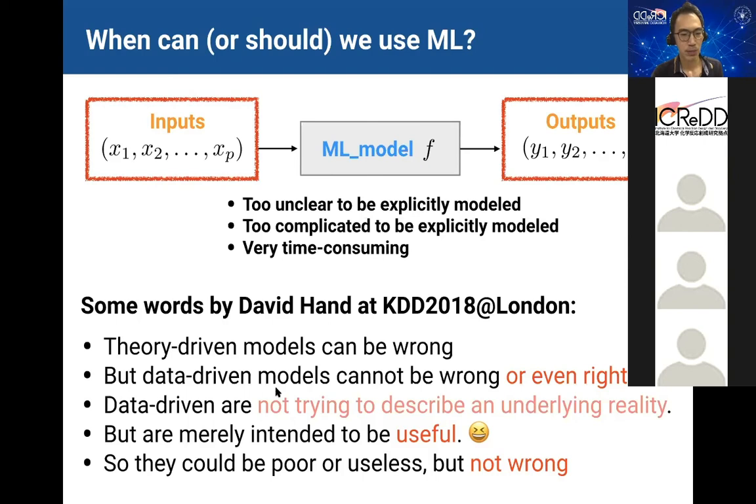But the problem of a data-driven model is that we cannot tell whether it is wrong or even right. Data-driven models try to fit the given data, and a machine learning model can perfectly explain all the available data, but we cannot know if it is wrong or right. Rather, the machine learning approximation is intended to be useful. If this approximation is useful in some context, machine learning has a chance to be used. But if not, expecting too much from machine learning is risky because of the gap between correlation and causation. So be careful about this gap in practical situations.